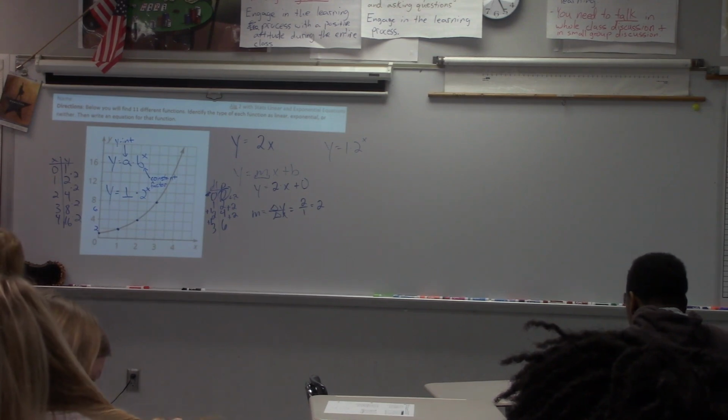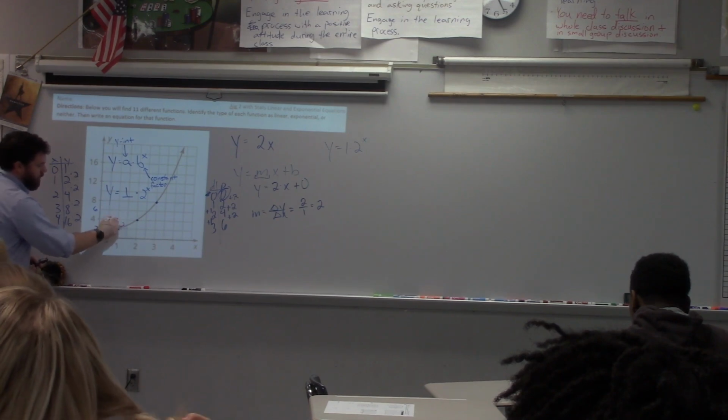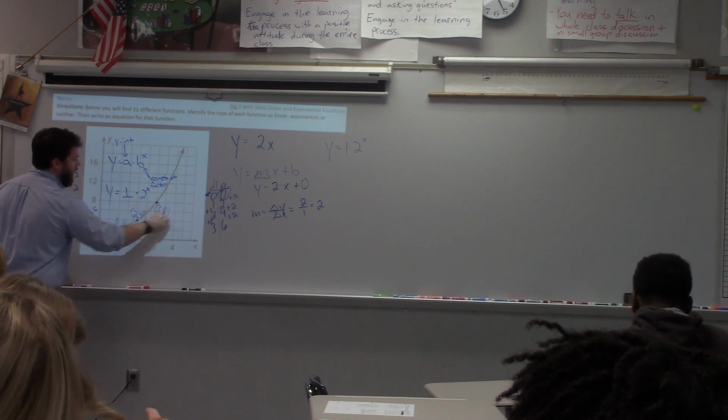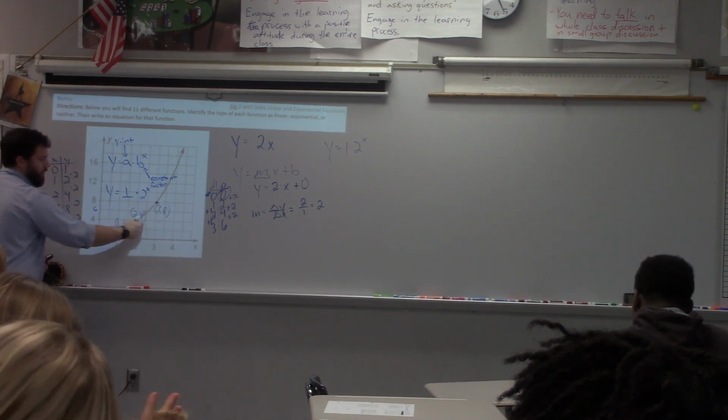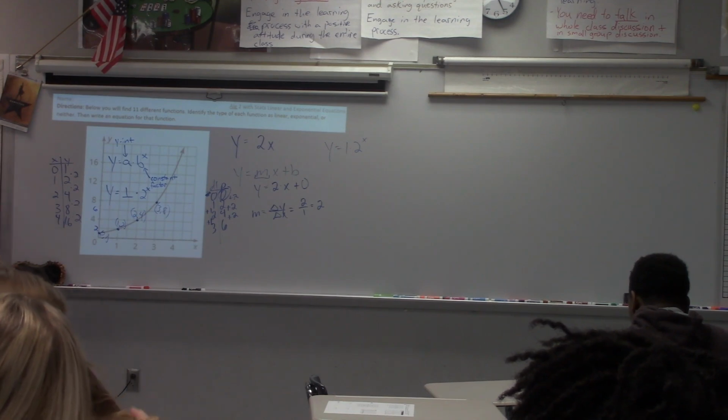Because you could have easily seen, if you had written this out, that's 0, 1, 1, 2, 2, 4, 3, 8. Can you see that y is just being multiplied by 2 every time? Right? So you don't have to make a table, you just can.